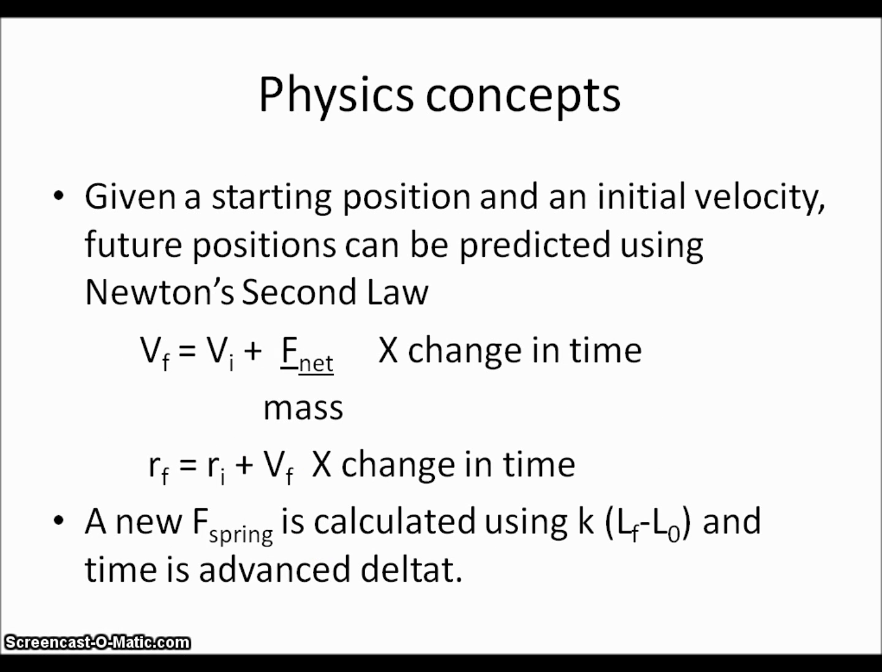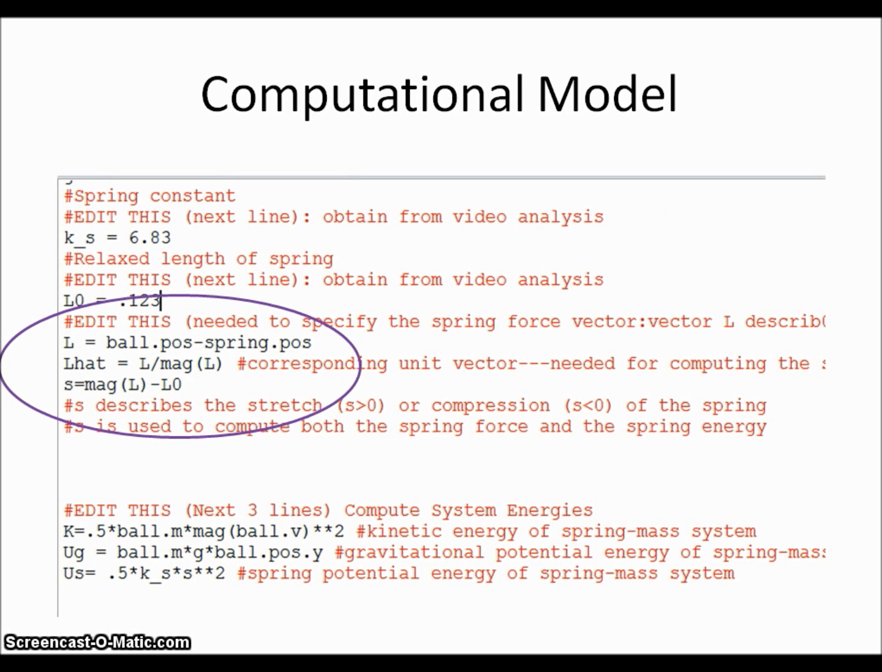So given our starting position and our initial velocity, we predict future positions using Newton's second law, where the final velocity is the initial velocity plus the total net forces divided by the mass times the delta t. And then we use that to find a new position using the initial position plus the final velocity times the delta t. This is a really important line of code in the computational model.